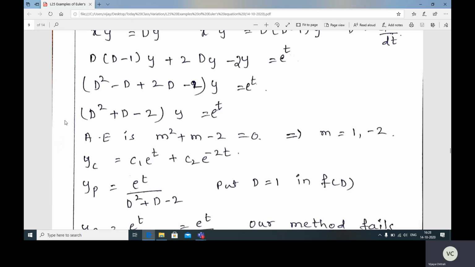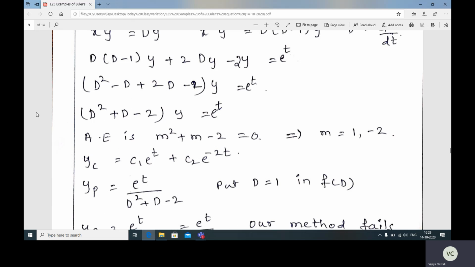So depending on these roots, we will write the complementary function. The roots are real and different, so yc of t is equal to c1 e^t plus c2 e^(-2t). So this is yc.